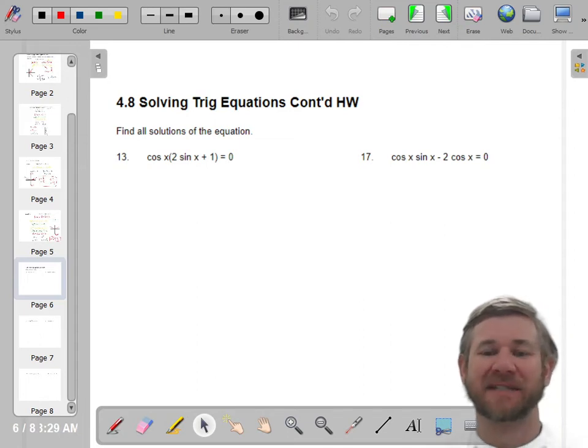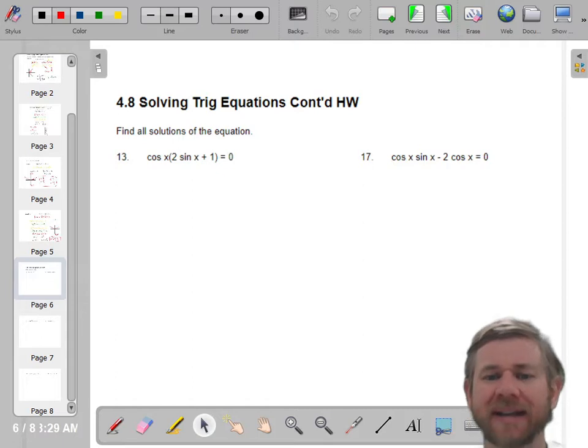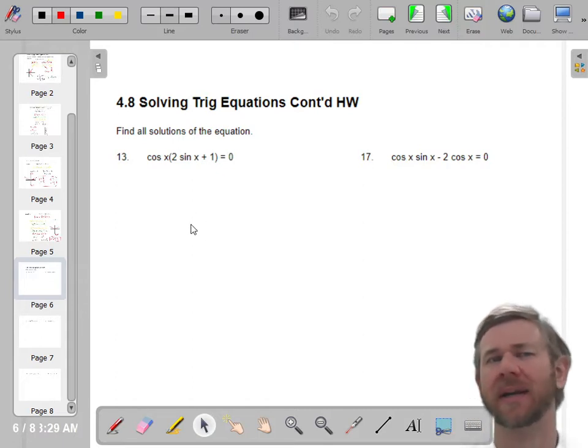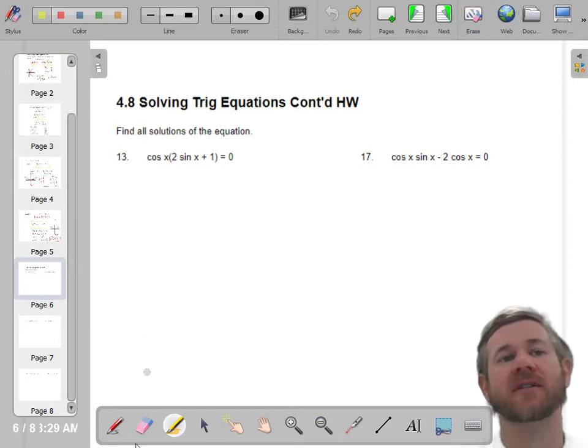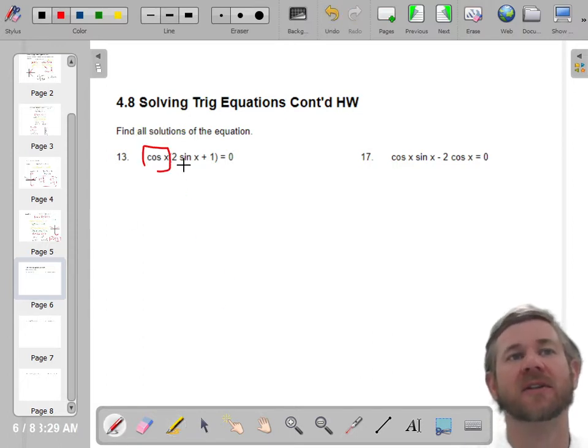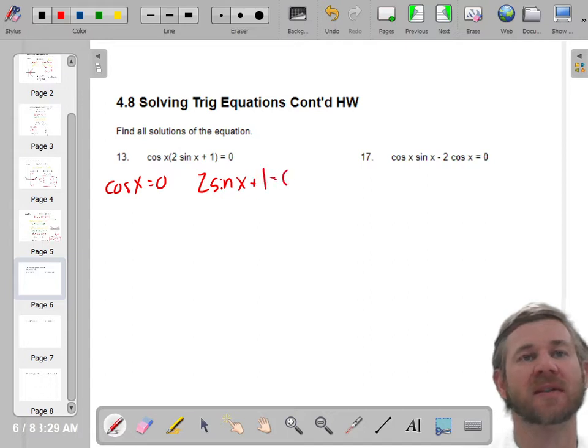Hello everyone, let's practice solving some trig equations. So you're either going to need to factor or it's already been factored for us. It says find all solutions and this one's already factored. So remember, use the zero product property. We're going to set each factor equal to zero. Either the cosine of x is zero or 2 sine of x plus 1 is zero.